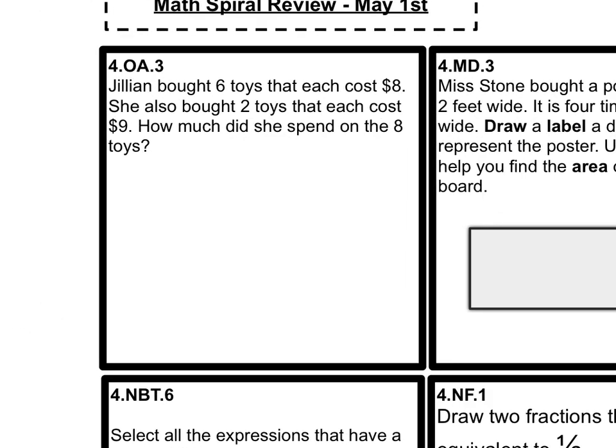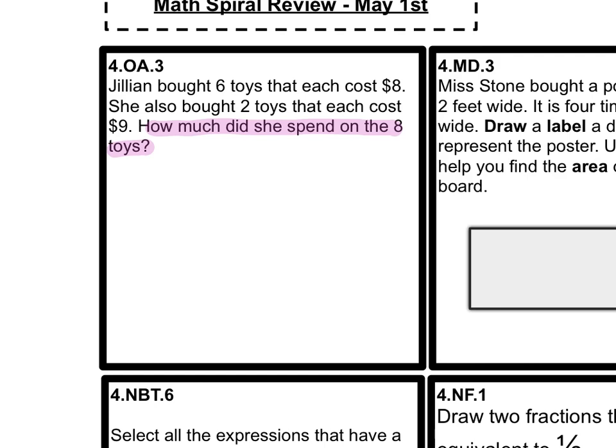So now we're on the May 1st worksheet. And the first problem says Jillian bought 6 toys that each cost $8. She also bought 2 toys that each cost $9. How much did she spend on the 8 toys? This is a lot of directions, but it's pretty easy. Basically, we're answering that how much money did she spend altogether kind of thing. So we're going to be doing multiplying and addition.